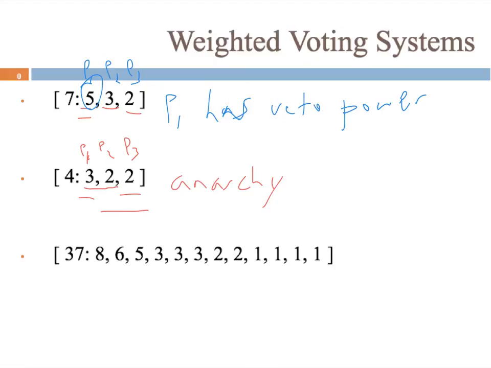And the last one on this slide, our quota is 37, and we have a lot of players in this example, but if you add up the total weight of the system, all of this adds up to 36. So no matter how the vote goes, there's not enough to pass the motion. So this example is an example of gridlock.